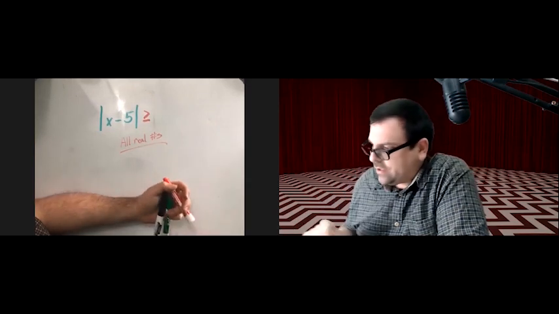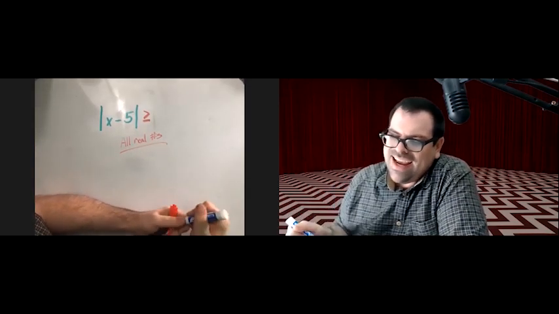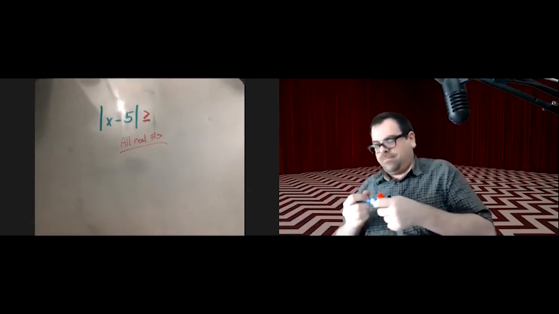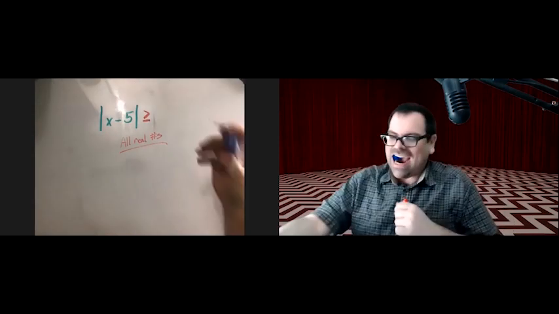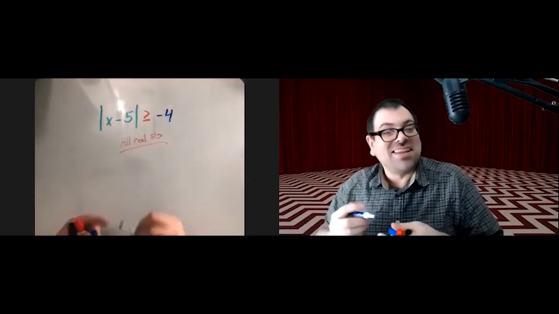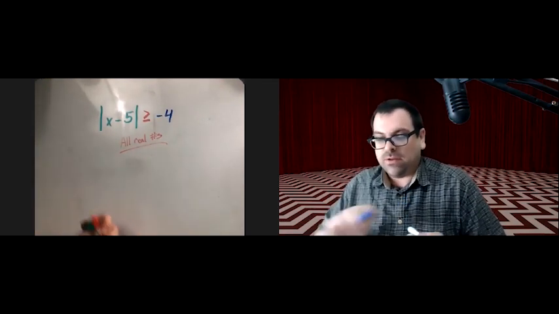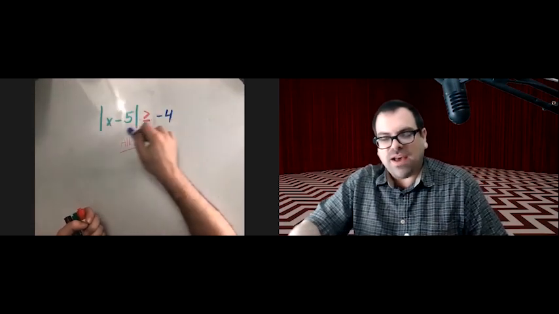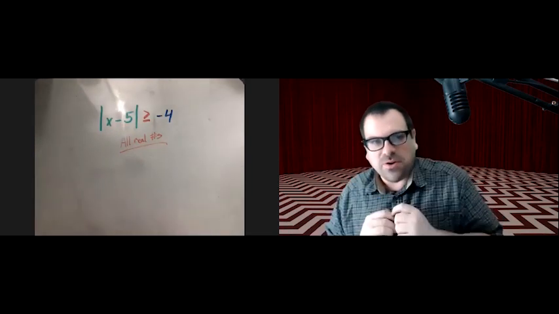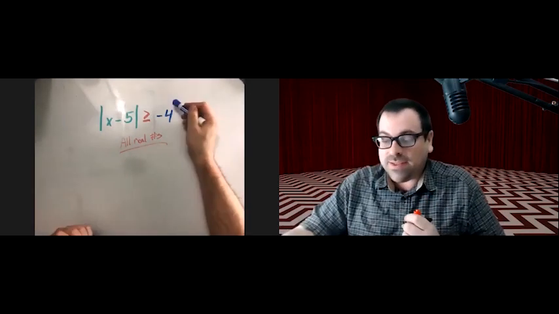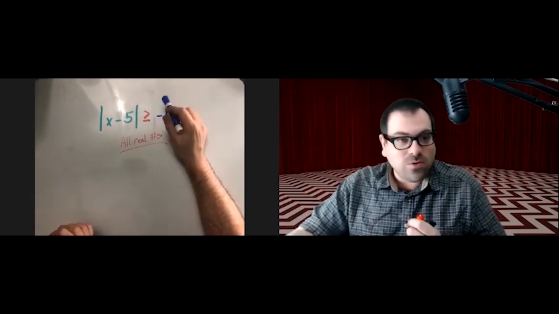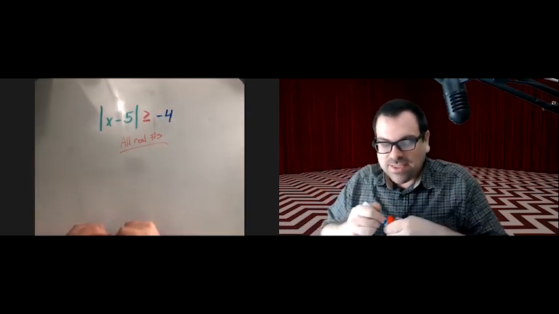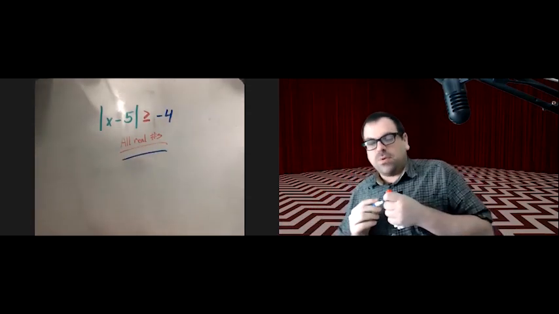What if instead of 0 here, I had a negative number? Like negative 4. Well, think it through. All absolute values are greater than or equal to 0. That means since all greater than or equal to 0 things are also greater than or equal to negative 4, it's still all real numbers.